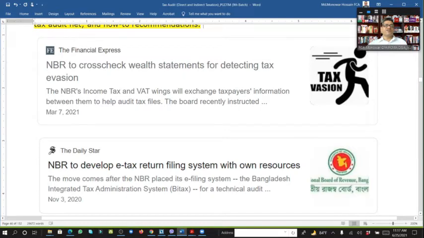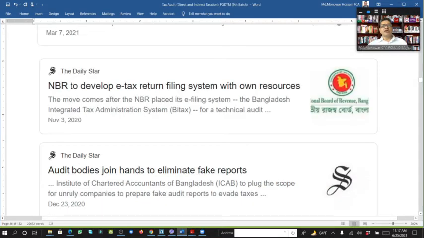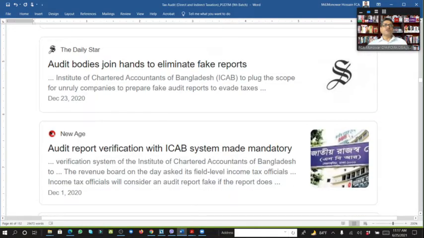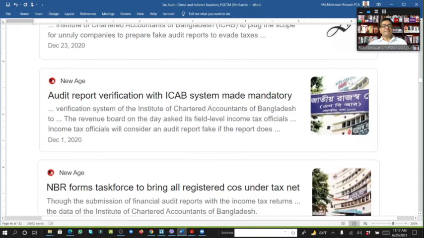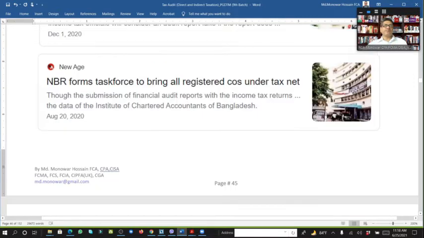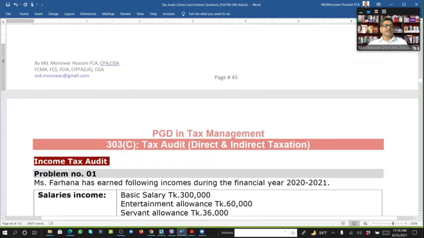So here are a few news items from the newspaper. Already we have seen that we have to cross-check the wealth statement for deducting tax deviation. Also, we have to develop an e-tax return filing system with our own resources. So this is going to happen. And also the audit body joined hands, and the system that was introduced, audit report verification with the ICB system, was made mandatory. So this is the tax audit.